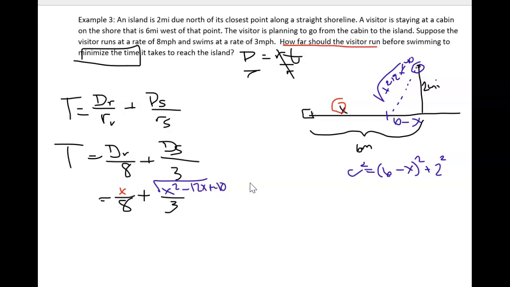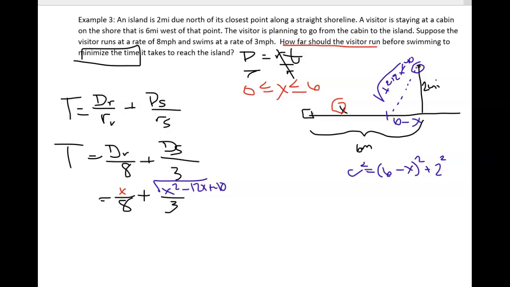Now let's talk about some domain restrictions. x is the distance that is run on the beach, which means x should be something between 0 and then the farthest distance he could run on the beach is 6. So the most he could run on the beach is 6, and the least he could run on the beach is 0. And then he would be swimming from either of those points.